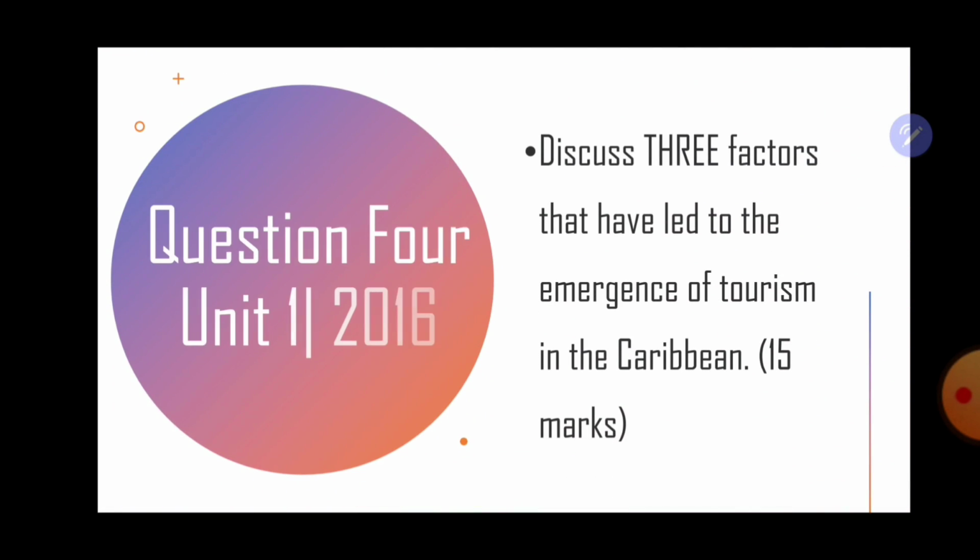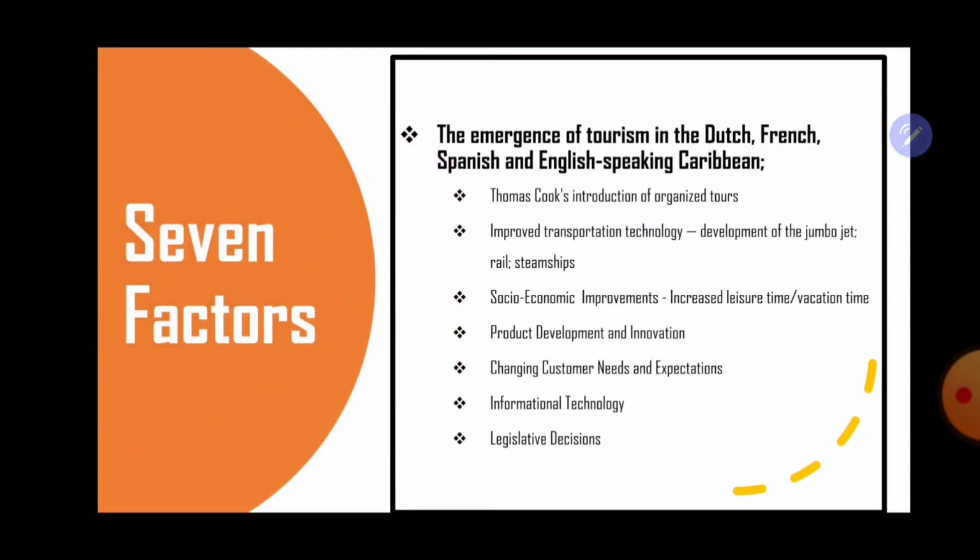It says, discuss 3 factors that have led to the emergence of tourism in the Caribbean, and this is worth 15 marks. Now I know that you have looked at the emergence of tourism in the Dutch, French, Spanish, and English-speaking Caribbean, right? During class time, it's the same concept, right?